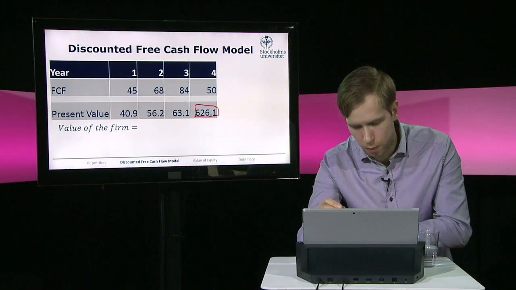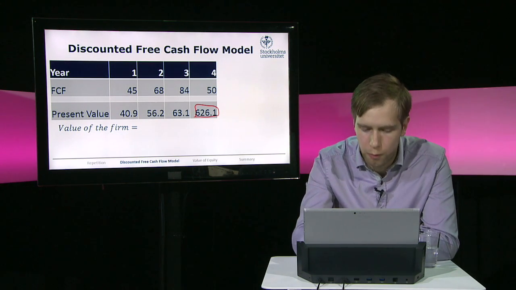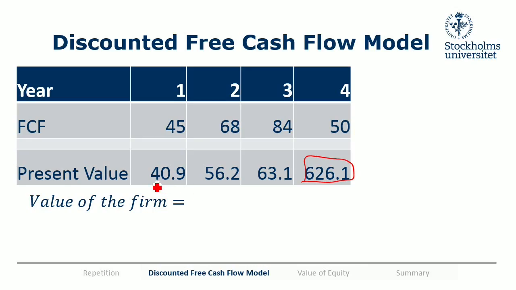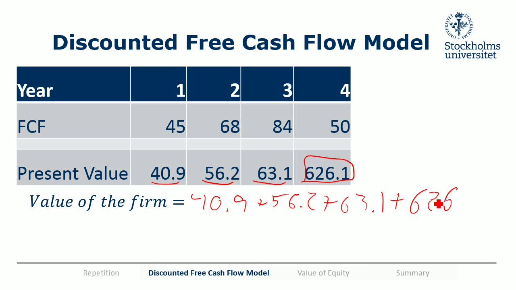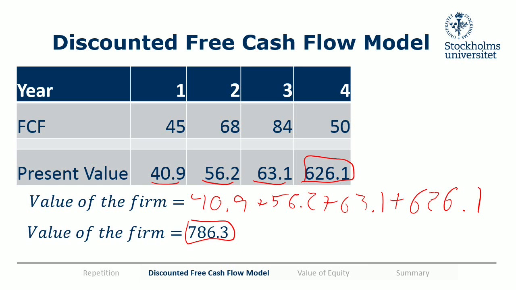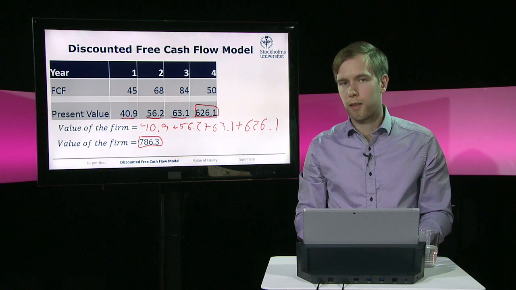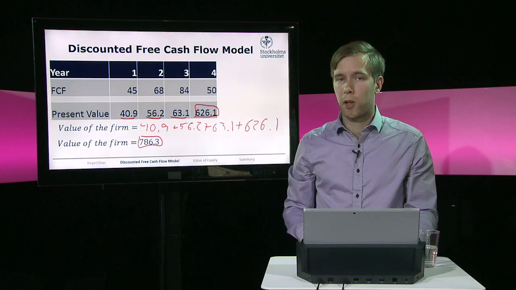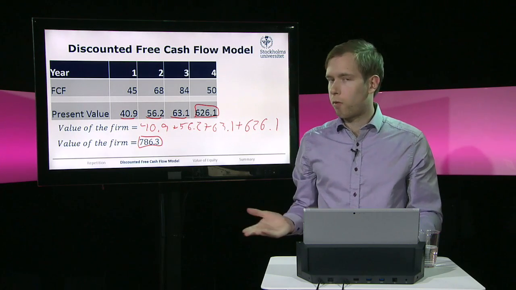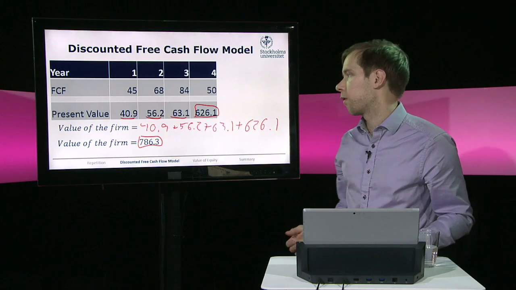So to get the value of the firm, it was supposed to be the discounted value of all future cash flows. So what do we do? Well, we add the present value of all future cash flows: 40.9 plus 56.2 plus 63.1 plus 626.1. And the value of the firm then is a total of 786.3. So what we have done now is we went from the accounting numbers for the firm, or the estimations of those, we found the free cash flows, we discounted all of these, and then we finally found the value of the firm.